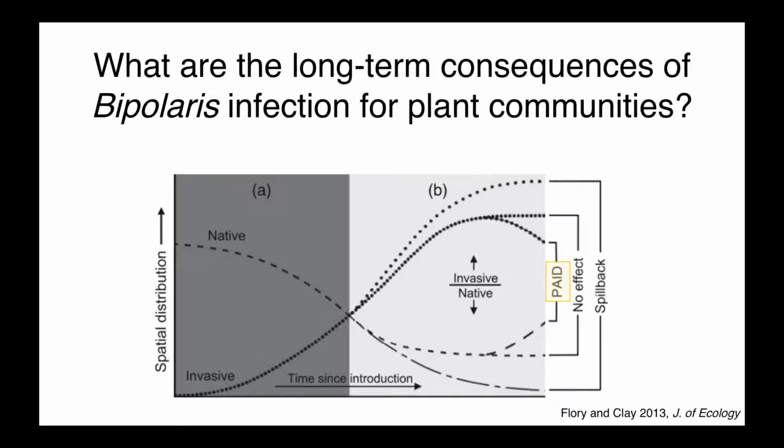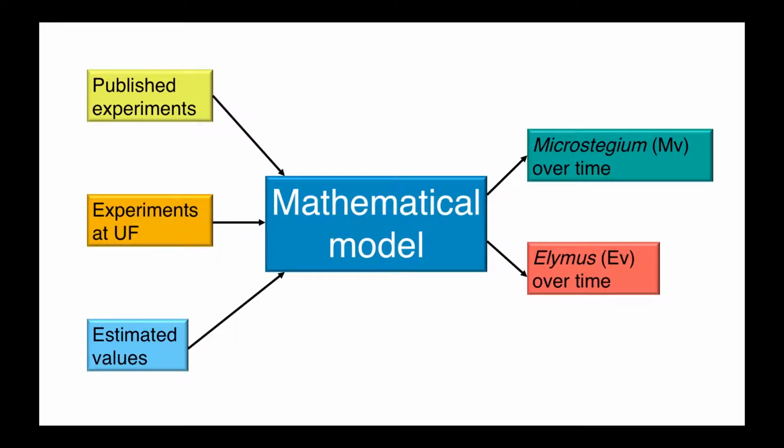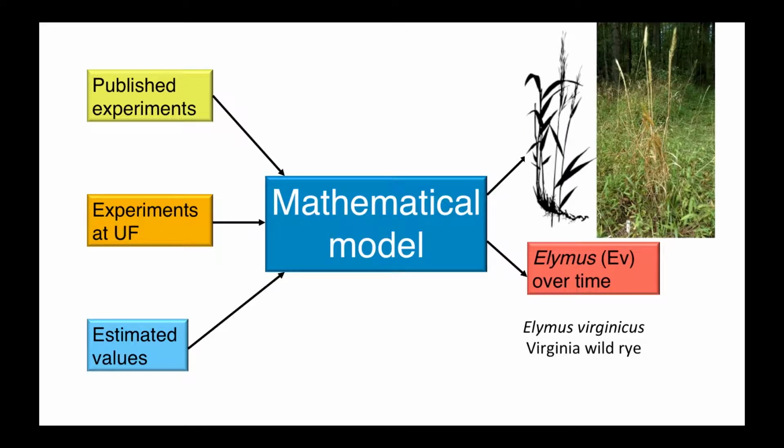So this first outcome, this pathogen accumulation, invasion decline, what we're interested in knowing is, is seed suppression strong enough, and what does it take for the native species to recover? So that would be kind of an ideal scenario. So in order to start to get at that, we're working with plant population models where we can use published experiments, new experiments, and some estimated values to look at population dynamics of Microstegium, the invasive species, and then one native species that we're really focusing on, which is Elymus virginicus. So this is Virginia wild rye, and it co-occurs with Microstegium.